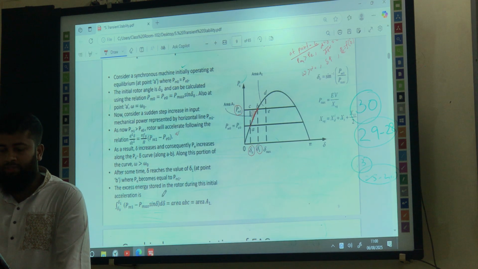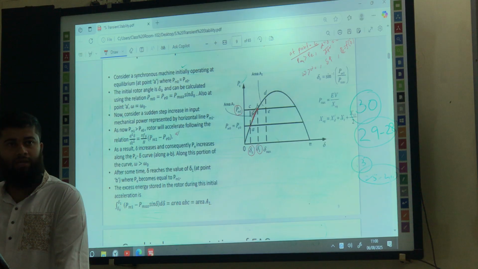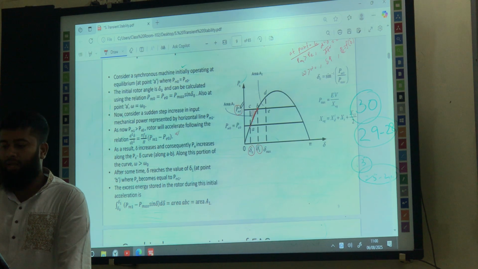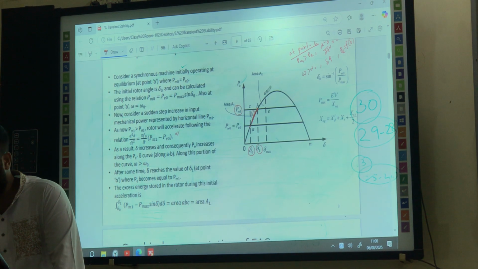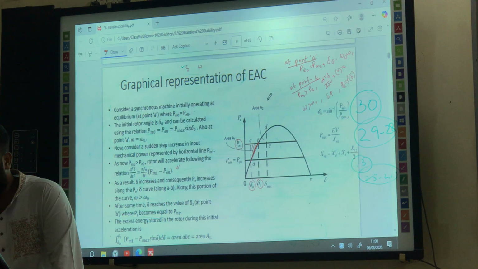Then we have to integrate it with respect to delta. Then we will get the area of ABC, right? And this area is termed as A1. So we covered up to this in the last class, right? Okay, now let's go from this point. Our journey is not yet finished.